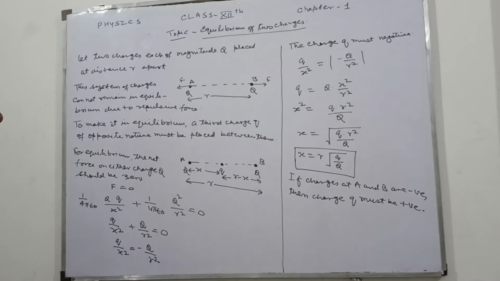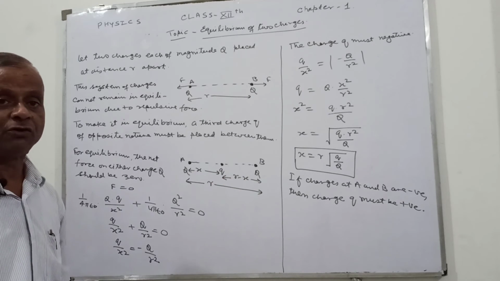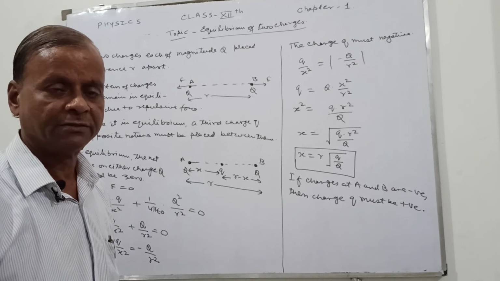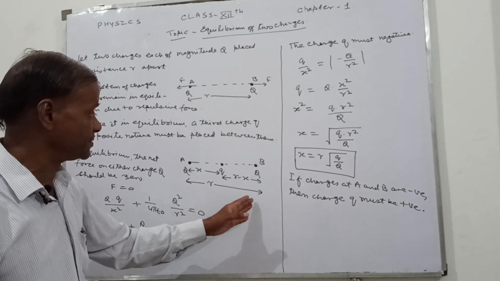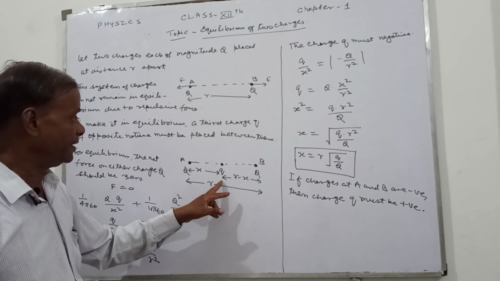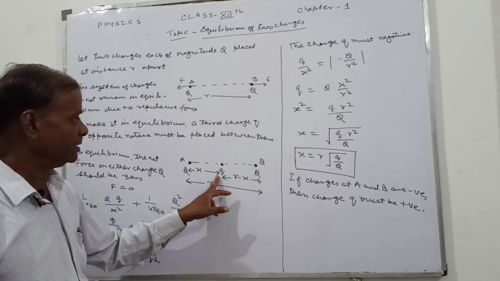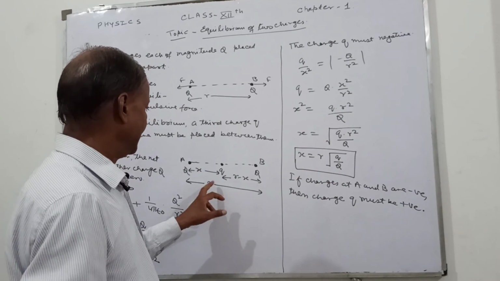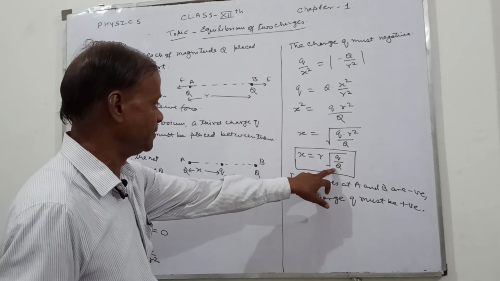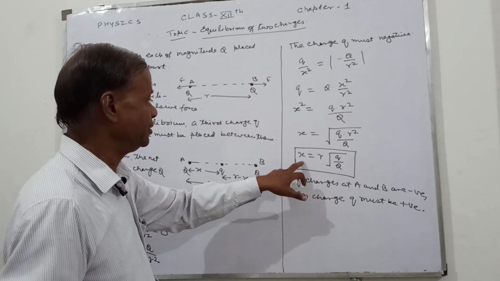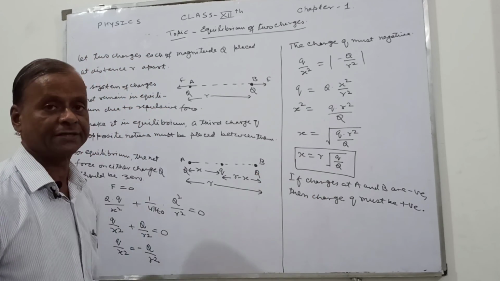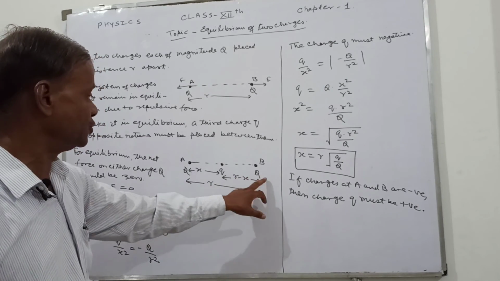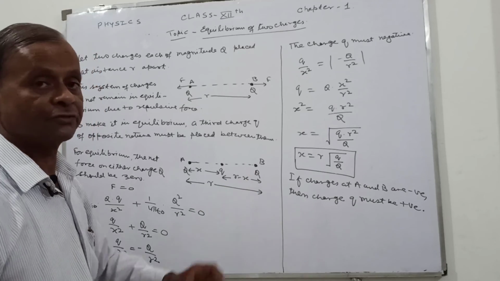And if suppose these charges are not similar, they are somewhat different, then you can also find it by the same method. If we take the distance from here, then this charge will be q1, and if we take from this one, then this will be q2. So again you can find the value of x, by having the different values of q1 and q2.